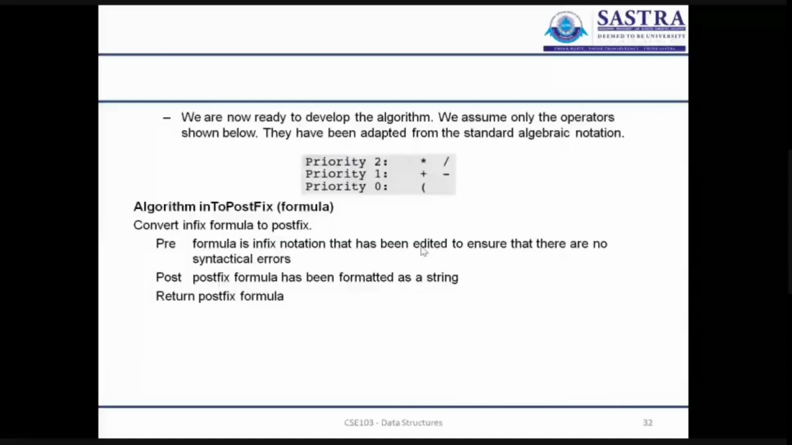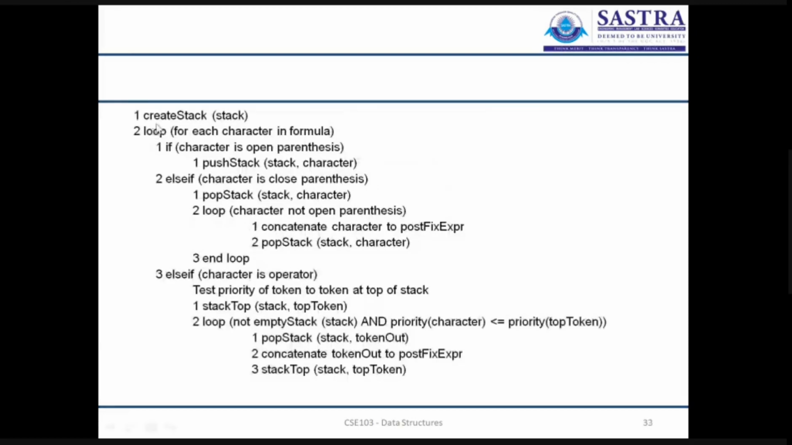Now let us check the algorithm. Infix to postfix algorithm: the parameter is the infix formula, a valid infix notation, and it will generate a postfix formula and return it. So these are the algorithm headers. First we need to create a stack. Then we read each and every character from the formula and process it. If the character is an open parenthesis, push it onto the stack until we find the closed bracket.